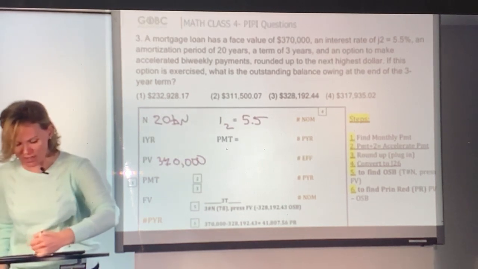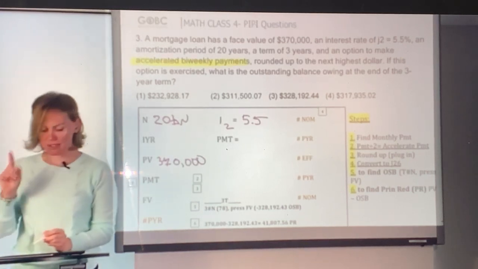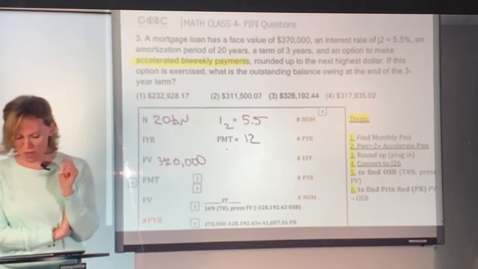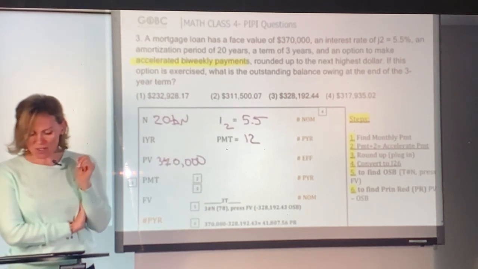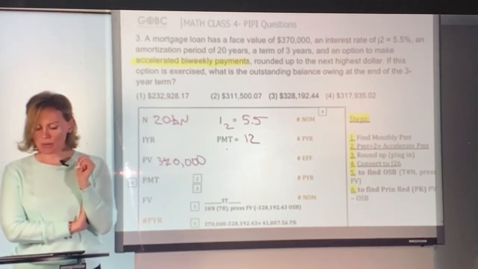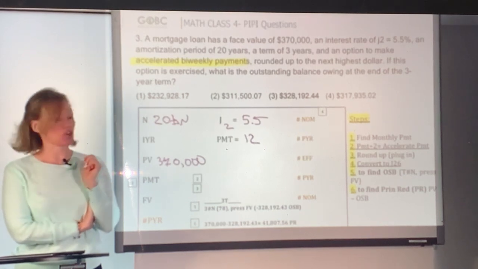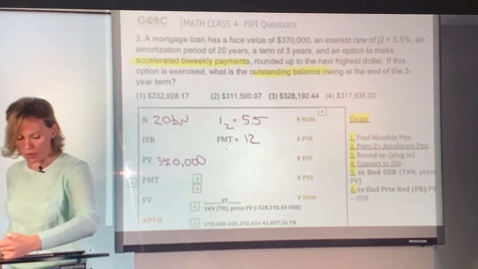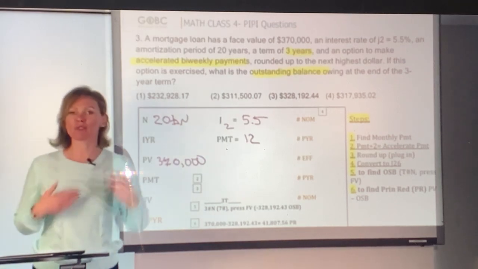So when you read through the questions, you see, okay, we have accelerated biweekly payments. That means my payment frequency is still going to stay at 12. It's not changing. It's still going to be a monthly payment, the initial one, rounded up to the next higher dollar. If this option is exercised, what's the outstanding balance owing at the end of the 3 year term? So now, because they're looking for the outstanding balance with the accelerated payments, we will be using that 3 years. Okay? So we'll have to use the term to find the outstanding balance.